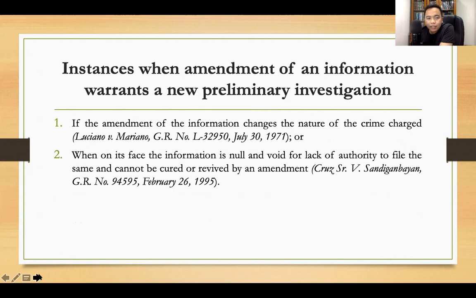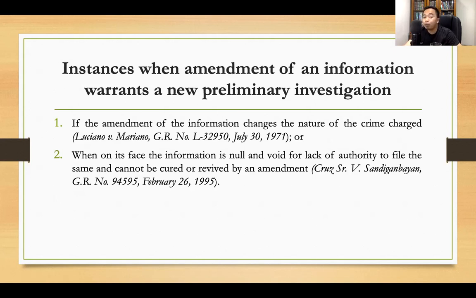On the other hand, these instances of amendment of an information will require a new preliminary investigation. One, if the amendment of the information changes the nature of the crime charged, or when on its face the information is null and void for lack of authority to file the same and cannot be cured or revived by mere amendment.